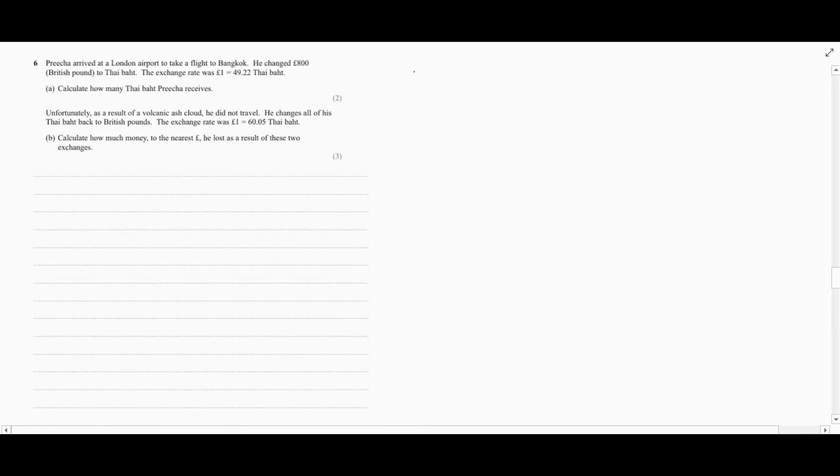It focuses a lot more on making sure you are very good with division and multiplication and knowing when to divide and multiply, and also not getting caught up in all the numbers. Here you change 800 British pounds to Thai baht, 1 pound to 49.22 Thai baht. I think this part's fairly understandable. You have 800, and for each one of those 800, you get 49.22. This is just the exact definition of multiplication.